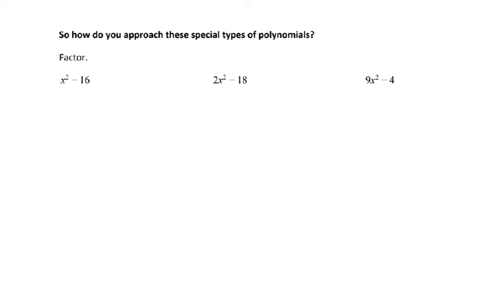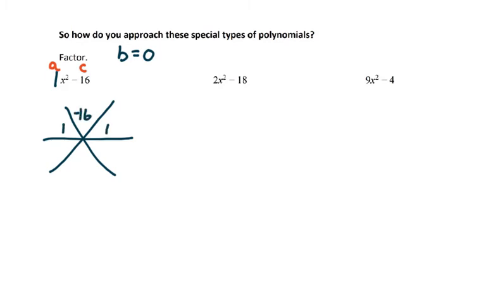Now, these are a little weirder because something's missing, and the answer is it's the x term. B is missing. So when you have a problem where there's no middle term, b equals 0. So when I've got a problem here, let's see, I have a is 1, c is negative 16, and b is 0. So we're going to punch that in. A is 1, a times c is negative 16, b is 0.